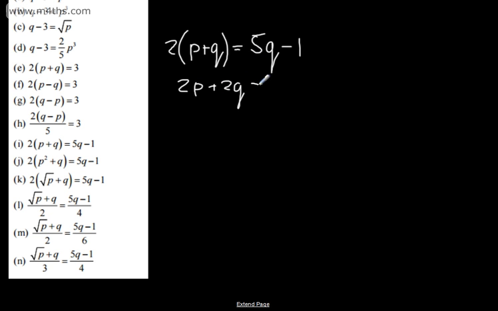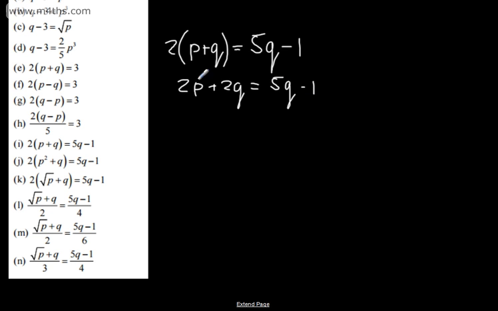Right, let's go ahead and do this one. So what we've got here is 2 and then bracket p plus q, and that's equal to 5q minus 1. We've got p stuck in these brackets, so we're going to have to get that out and isolate that. Because I've got q's on both sides, what I'm going to do is expand the bracket. It will just make it look a bit tidier. 2p plus 2q is equal to 5q minus 1.